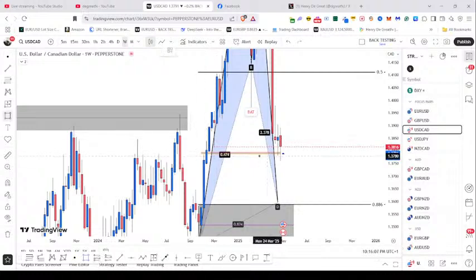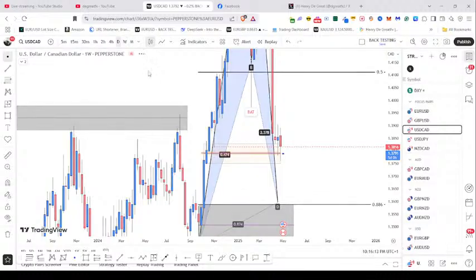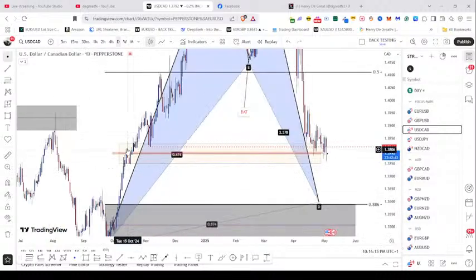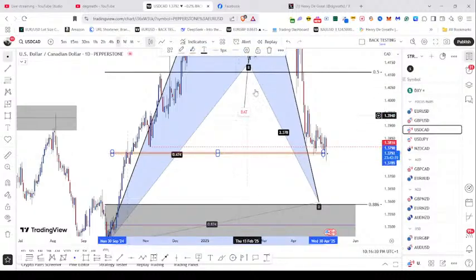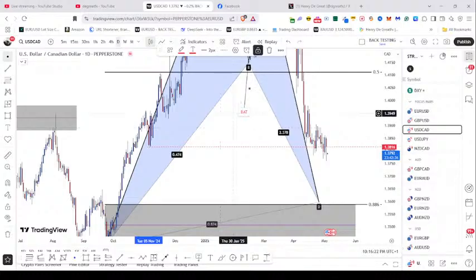Of course, price was reacting from this key level right here. Okay, this is like an order block. Price is just reacting from here. Okay, so on the daily time frame, we also have liquidity closer to that key level. We'll have this liquidity here.